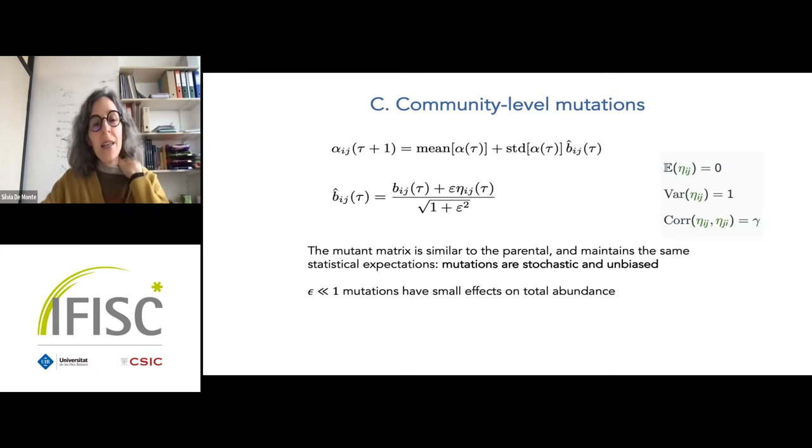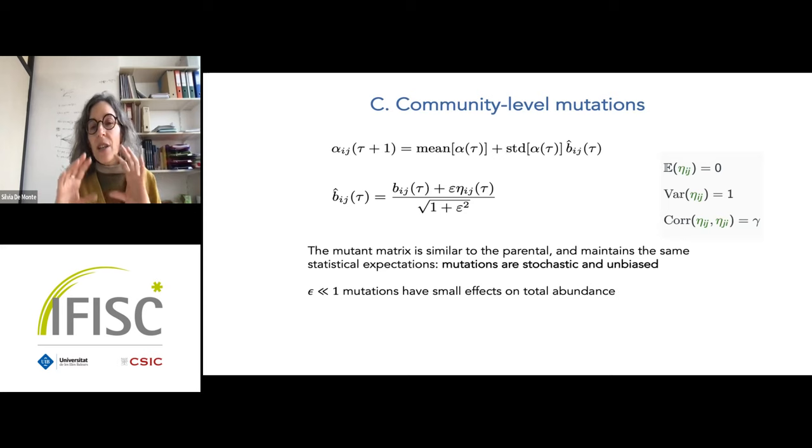And the way to achieve this is to replace, at the following generation, the matrix alpha of the previous generation through a perturbed matrix that has this formula. It is basically composed of the variation with respect to the mean at time t, perturbed by a stochastic term that has zero average, variance one, and correlation gamma, the same as the matrix alpha. And in order for these mutations to have small effect on the function that we are selecting, we choose epsilon to be small.